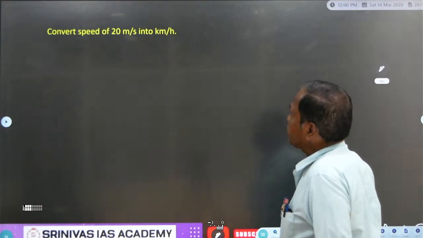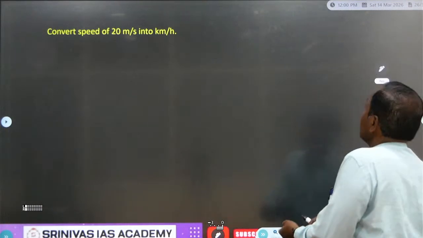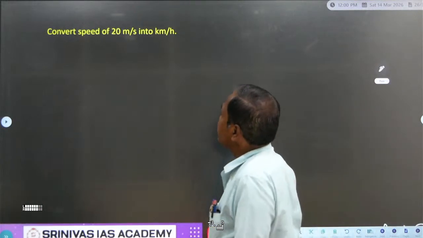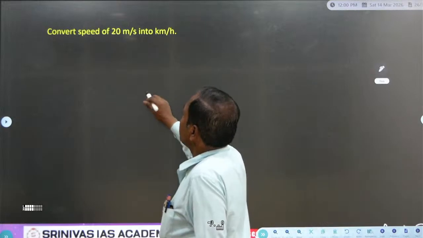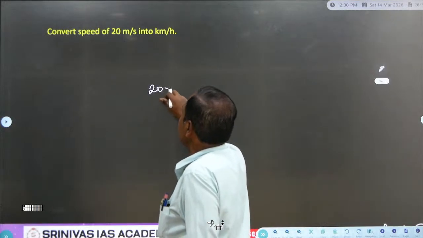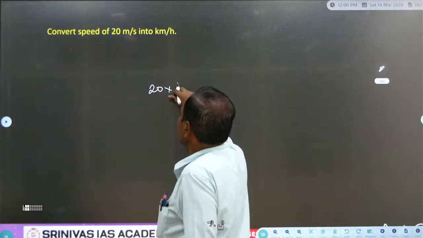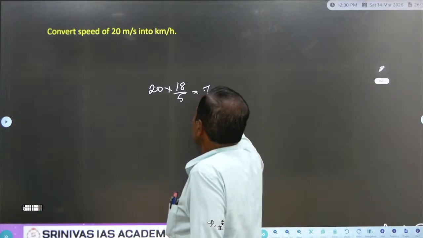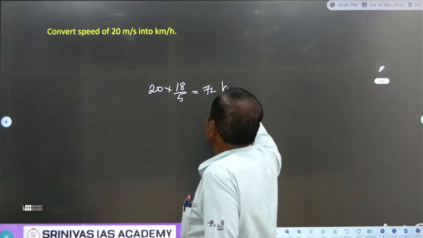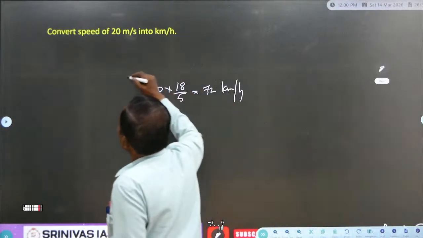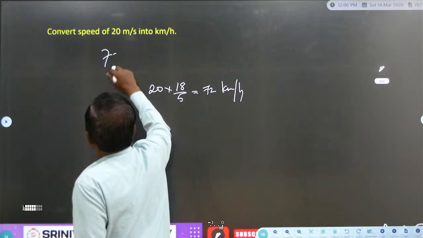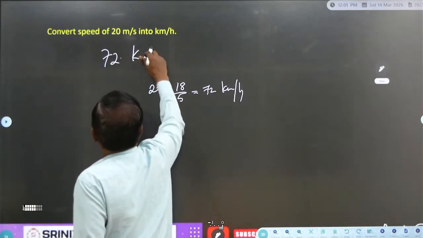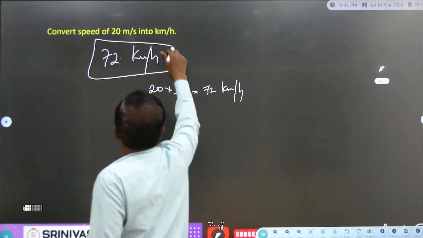Now convert speed 20 meters per second into kilometers per hour. It means 20 into 18 by 5, which gives 72 kilometers per hour. 72 kilometers per hour is the answer.